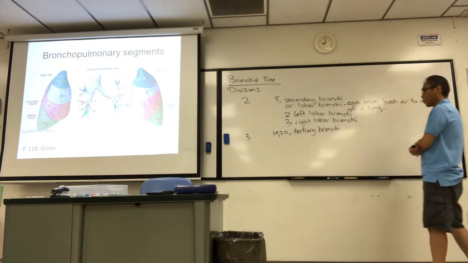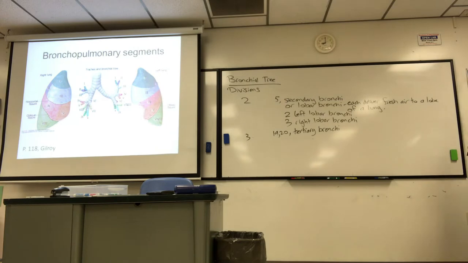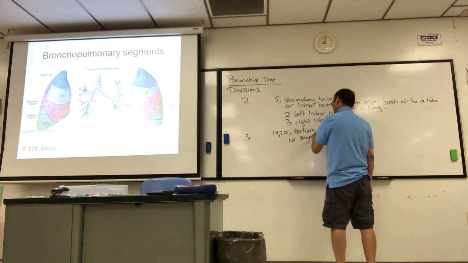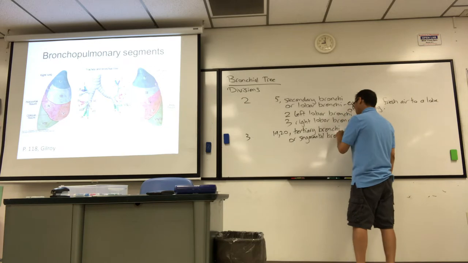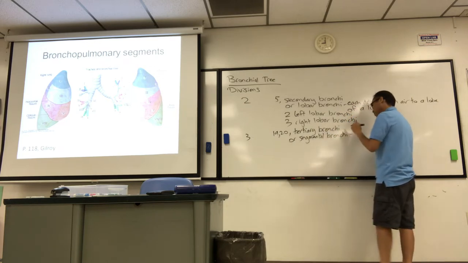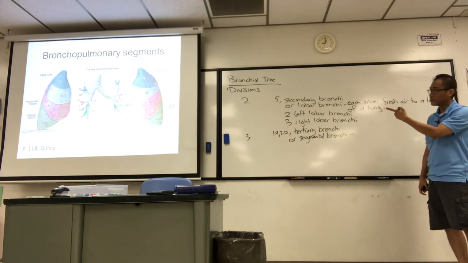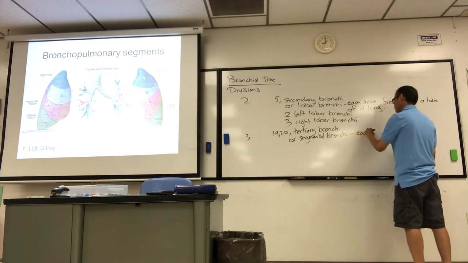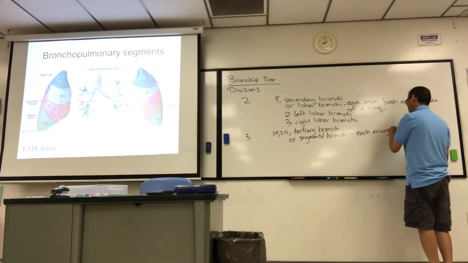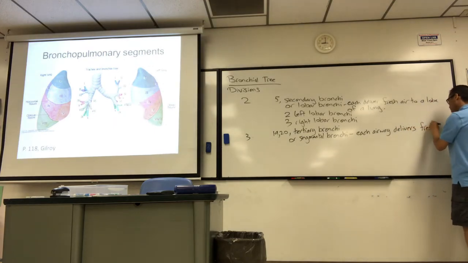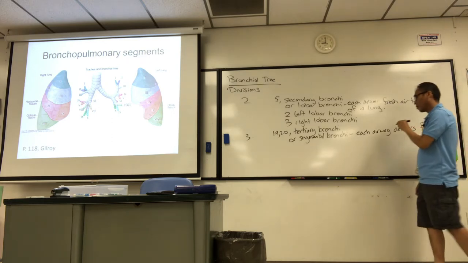Tertiary, like third. So first, second, third, tertiary bronchi. They're more commonly referred to as segmental bronchi. Each of these 20 of them delivers fresh air to a segment of a lung, and it's color-coded so you can see each airway. Each delivers fresh air to a segment of a lobe.